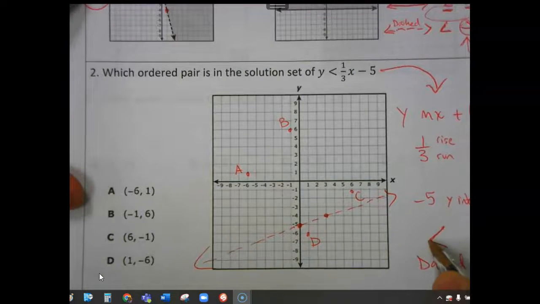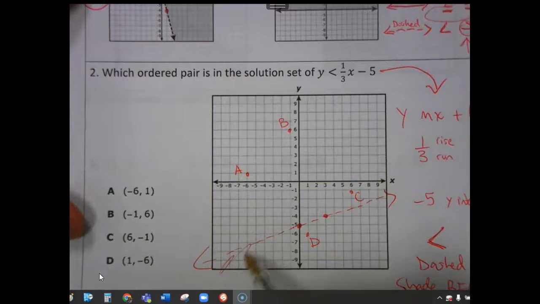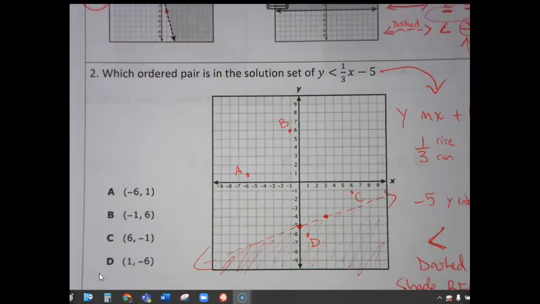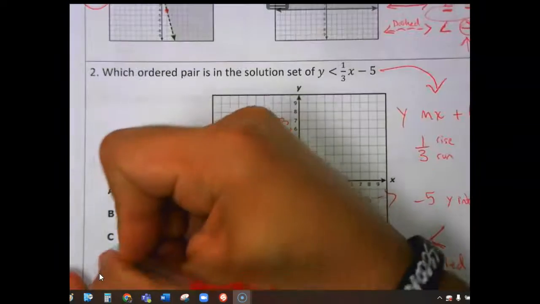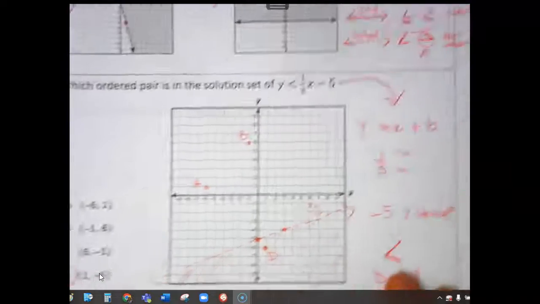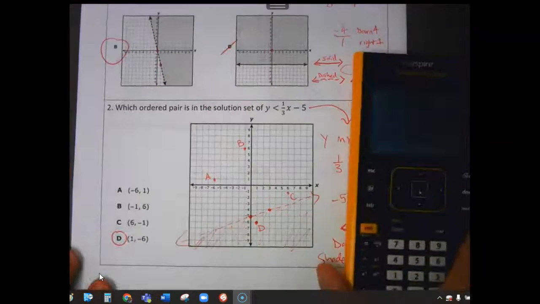And since it's less than, you shade below. Less is below, okay? So if I shade below, I can see the only point that is shaded below is point D, okay? Now, that's one way to do this. That's not the way I taught you though, okay? The way I taught you is to do it this way, okay?